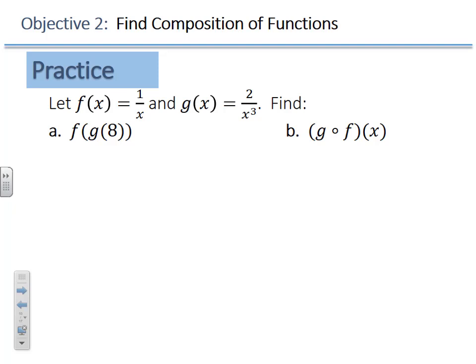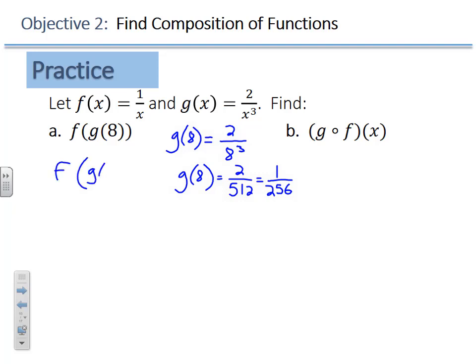Alright, here we go. F of g of 8. So, f of g of 8, we've got to go over to the side here and figure out what g of 8 is equal to. G of 8 is 2 over 8 cubed. It's a pretty big denominator. G of 8 then is equal to 2 over 512, which is the same as 1 over 256. So g of 8 is 1 over 256.